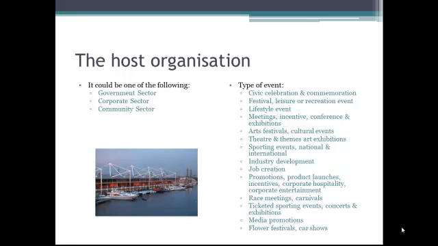So bearing that in mind, we need to think about who the host organisation is. Well, for you guys, that's the CPD Centre, that's Jamie's area. He is the host organisation, or that department is the host organisation. It could be anything though, from the government sector, the corporate sector, or the community sector.